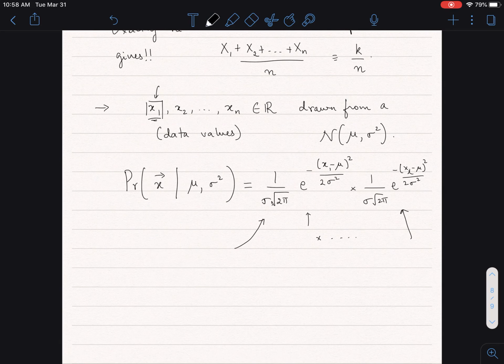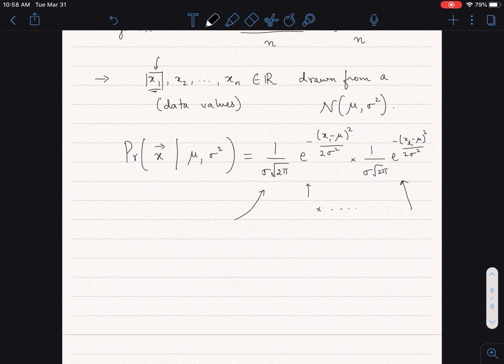Okay, so now note that this is why the log likelihood really is nice, because now let's call this the likelihood of mu and sigma squared. Note that now the likelihood is a function of two parameters, mu and sigma squared. Okay. So the nice thing about the log likelihood is that if you take logs of these quantities, they all add up because we are taking a product of all these terms.